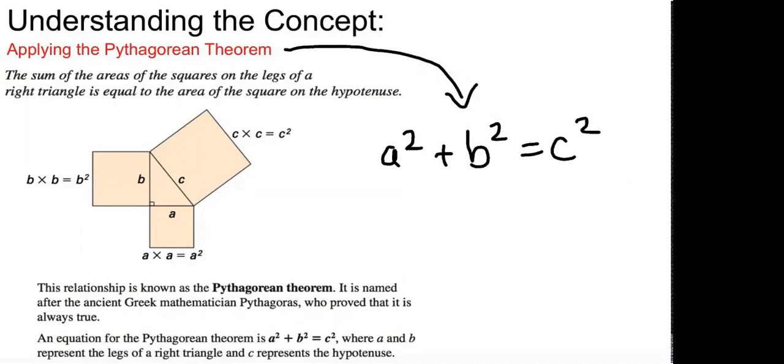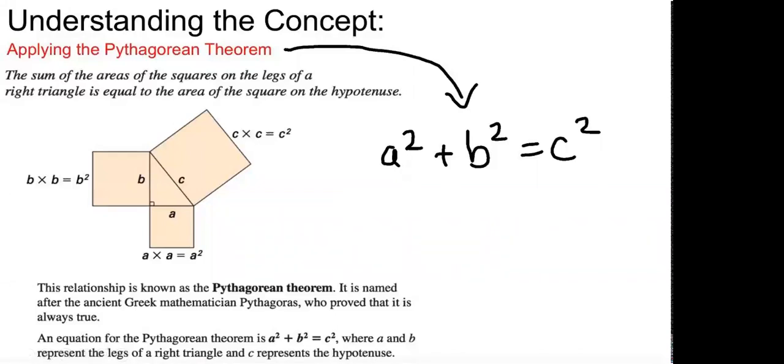Therefore, the equation for the theorem of Pythagoras is A squared plus B squared is equal to C squared, where A and B represent the legs of the right triangle, and C represents the hypotenuse side. This hypotenuse side is the side that is opposite the 90 degrees. I hope that this definition is clearer.